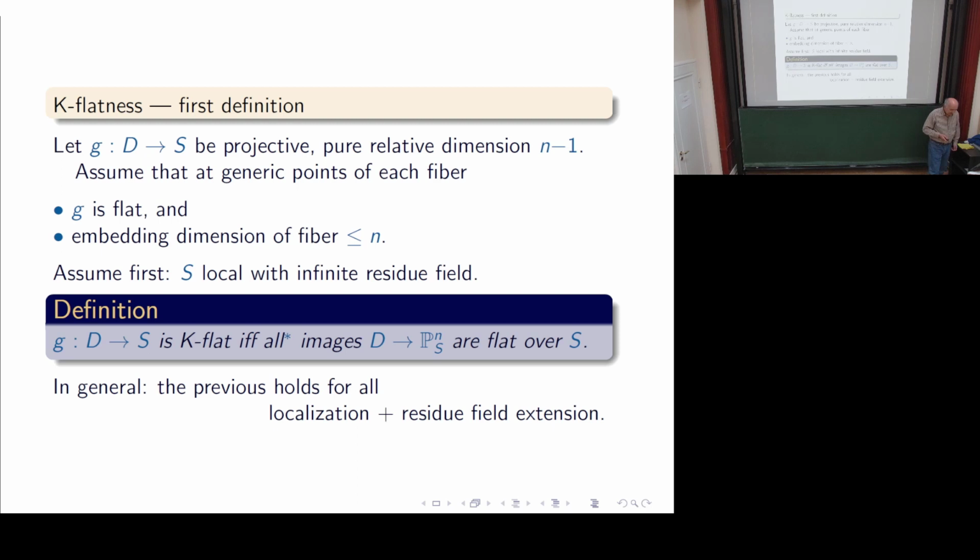Okay, so let's assume that I have a projective morphism, pure relative dimension n minus 1. I use n minus 1 because I want these to be divisors on some n-dimensional family of varieties. And assume that at the generic points of each fiber, the morphism is flat, so this is the Mumford divisor condition, that the generic point is flat, and the embedding dimension is at most n. So the Mumford divisor sits on something smooth, so it's smooth there, the embedding dimension is at most n. So these two are both satisfied by a Mumford divisor.